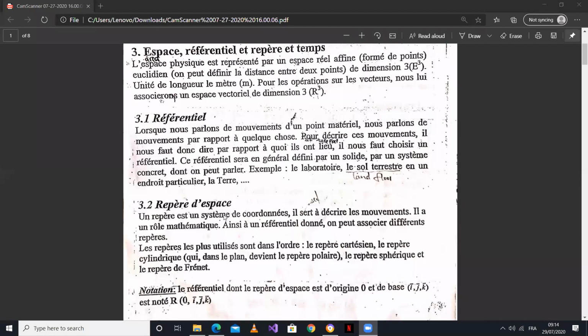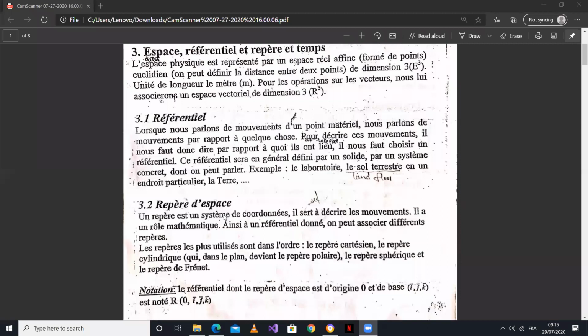Now this time around we'll go beyond the Cartesian plane, because that x or y plane is just the Cartesian plane. This time around we'll look at the repère cylindrique and the repère sphérique, depending on the movements of that point matériel. We are going to see exactly when to use cylindrical coordinates, exactly when to use spherical coordinates, or when we shall remain in the Cartesian.